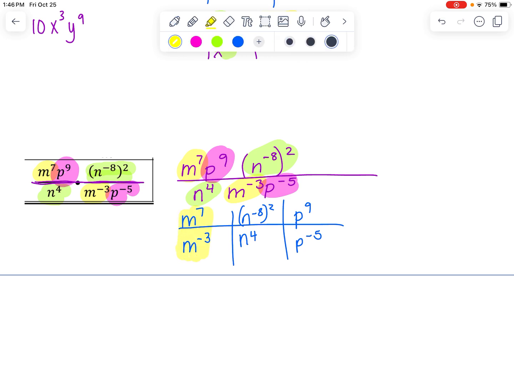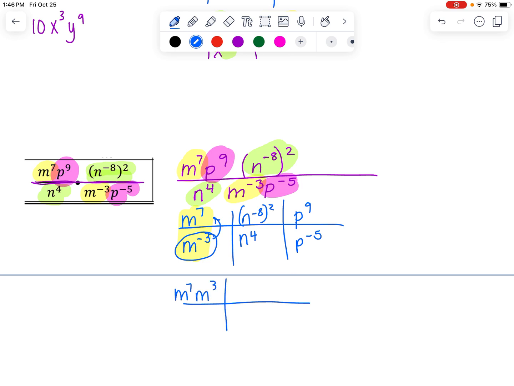So here, m to the 7th is in the numerator, m to the negative 3rd is in the denominator. So with the negative exponent, again, we take the reciprocal. So this is going to move into the numerator. So I have m to the 7th times m to the 3rd.